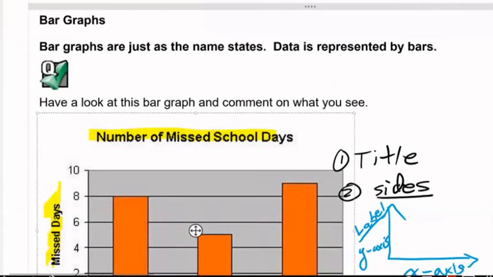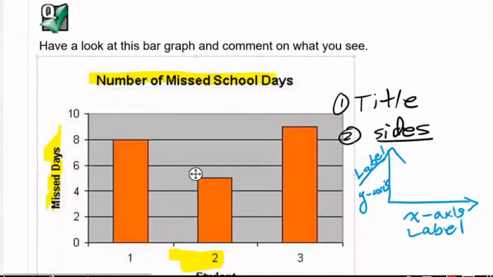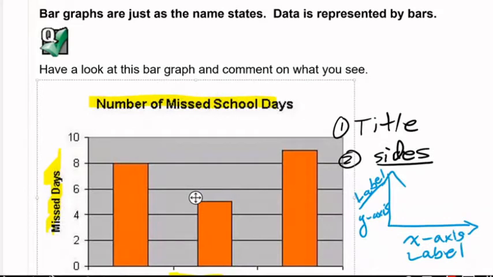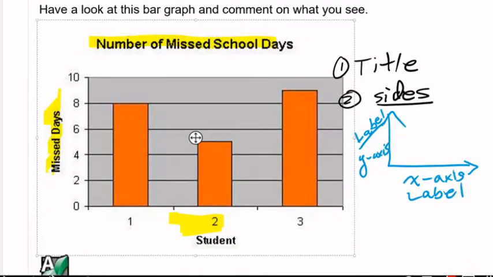Bar graphs, right? Now, bar graphs are pretty simple. They're basically data that's represented by bars. So let's take a look at this graph here. For a bar graph, there are basically three things that we need.